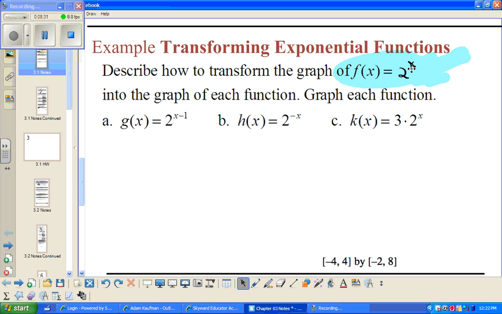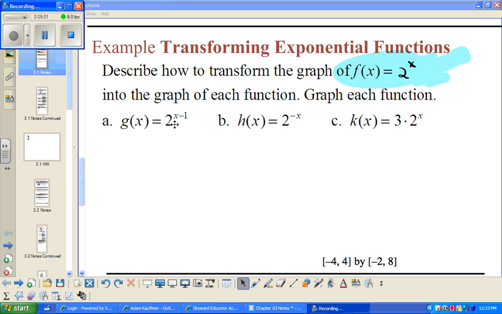What you can do is graph 2 to the x on your calculator to see what it looks like, and then write down what you think would happen to that graph if you take 2 to the x minus 1, or you take 2 to the negative x, or you take 3 times 2 to the x. Write down each of those. Now I'll just quickly go through what you should have gotten, because it's the same rules that we went through before. What's happening in part A here?